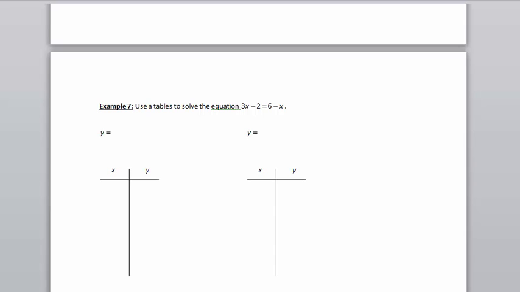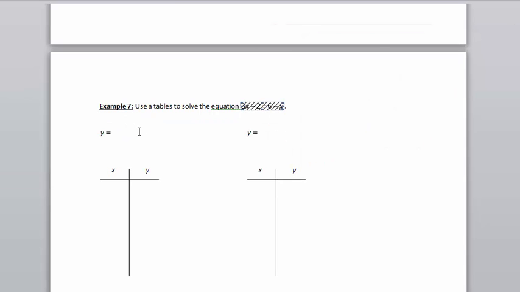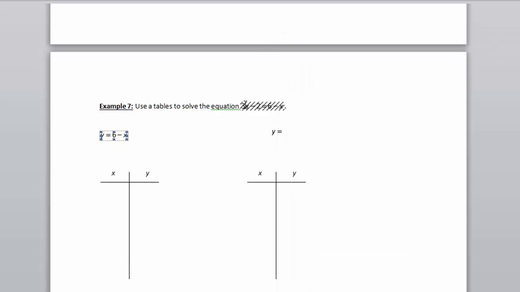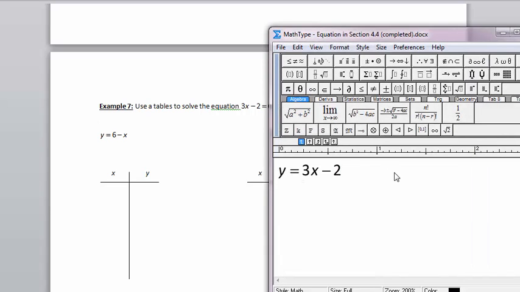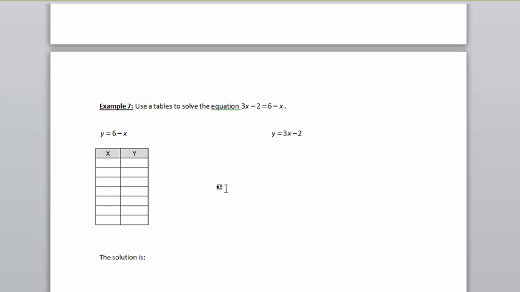For example 7, we want to use a couple tables to solve this equation. Remember that I can solve this equation if I separate it into y equals each side of the equal sign. So we'll separate it into y equals 6 minus x and y equals 3x minus 2. We need a couple of values here for x and for y. Let's start with negative 2, negative 1, 0, 1, 2, and 3. And we'll find the y values.